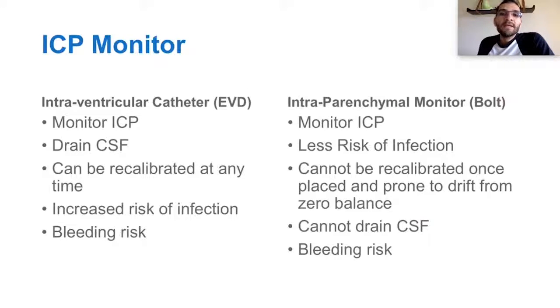And unfortunately, when you first place it, you balance it to a score of 0, because there should be no pressure when it's just out in the atmosphere. Once you put it into the brain, if there's intracranial pressure, the pressure should go up, obviously. But unfortunately, these monitors have the tendency to drift to higher pressures on their own. So it may actually be reading falsely high pressures in the brain. And again, it cannot be recalibrated. The other thing, it cannot drain CSF. It's only meant to be a diagnostic tool. And like the EVD, it has a risk of bleeding, causing intracranial bleeds.